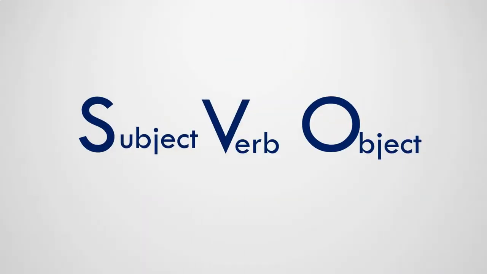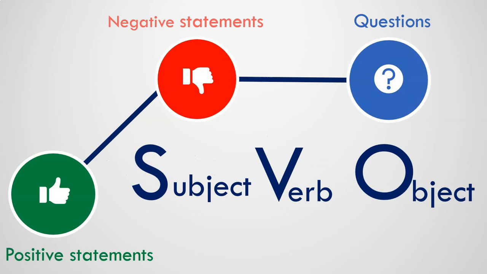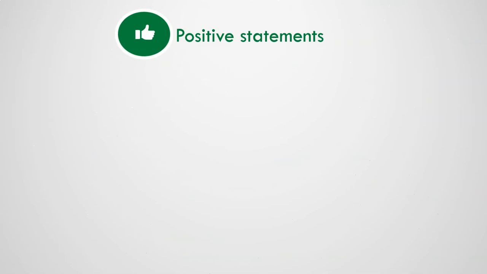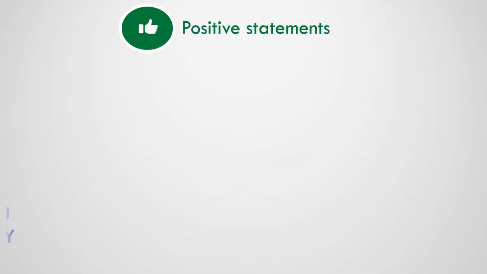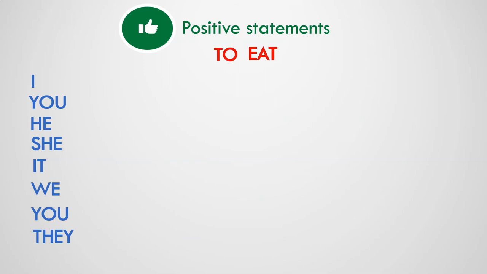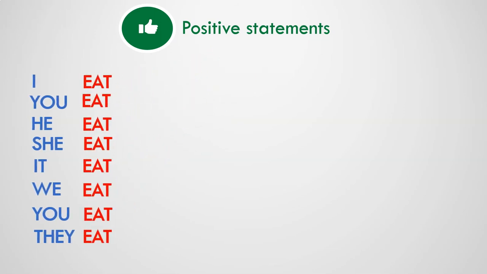English is an SVO language, meaning that you first mention the subject, then the verb, and finally the object. This is going to help you when creating positive statements, negative statements, and questions. Let's take a look at the positive statements. First, we need the subject, then the verb. And here we have to eliminate the to from the infinitive and add the same word to all the pronouns. The only thing we need to pay attention to is adding the s to the third person singular.